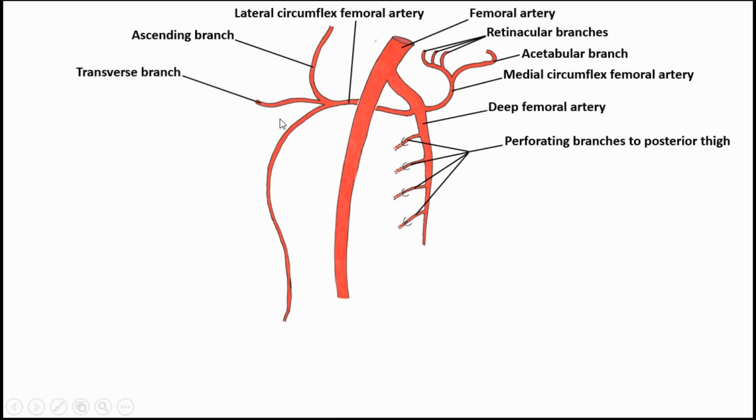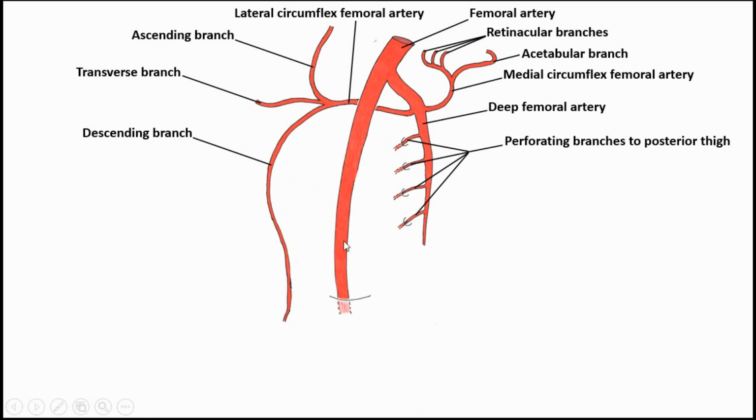It has a transverse branch that does similar things, but for the lower portion of the gluteus muscles and the anterior compartment's lateral aspect. Then we have the large descending branch of the lateral circumflex artery. It's going to be a huge blood supply to the vastus lateralis portion of the quadriceps muscles, and it goes quite a long way down in the anterior compartment of the thigh.